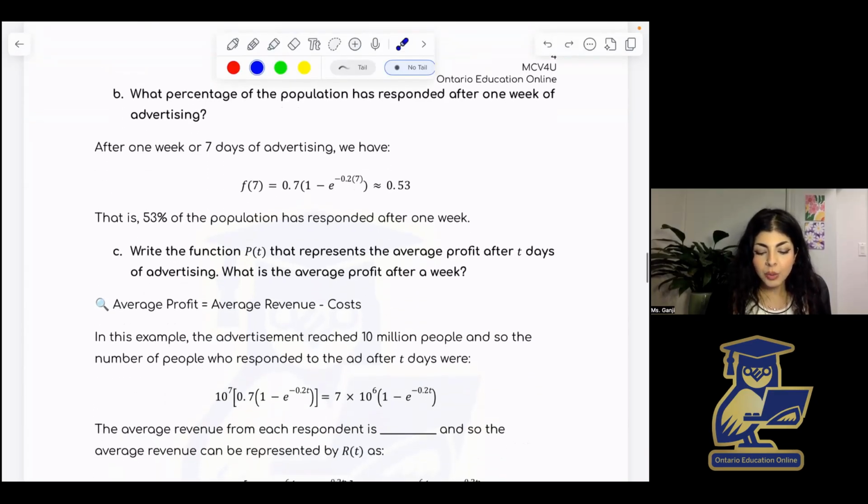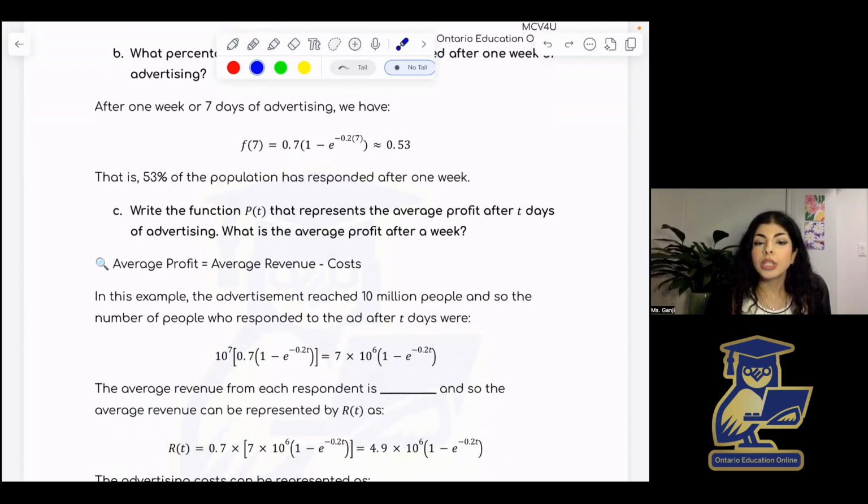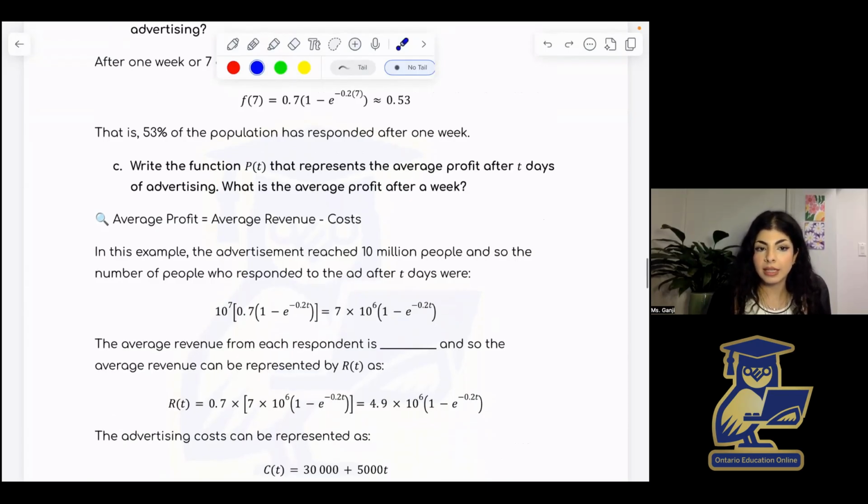And now we're asked to write a function p of t, which is the average profit after t days of advertising. We want to know what the average profit is after a week. And average profit, this is that instantaneous rate of change. And after a week, we have t is 7.